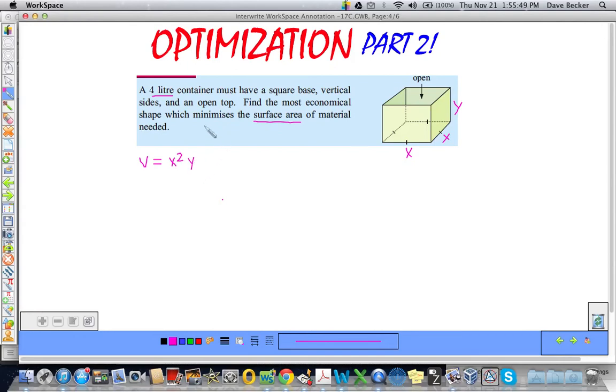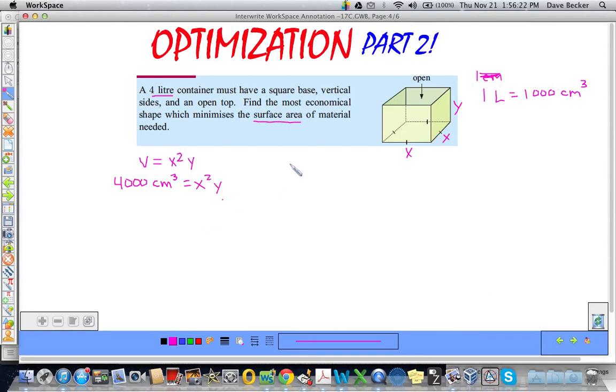Now, we know the capacity is 4 liters, and what we also know is that 1 liter is equal to 1,000 cubic centimeters. And if you didn't know that, you know that now, and you should know it. So that means the volume, if there's 4 of them, is equal to 4,000 cubic centimeters, which is equal to x squared y. So we have one formula.